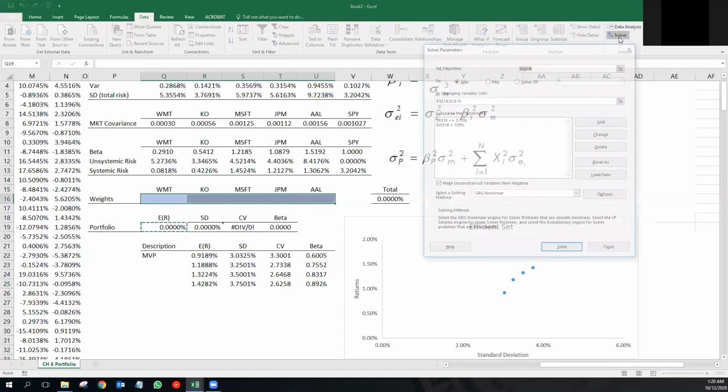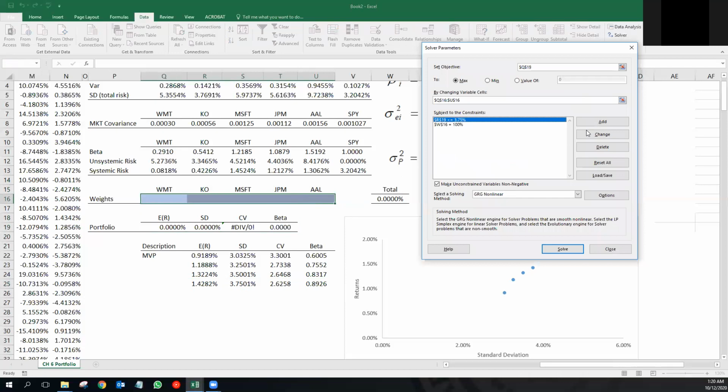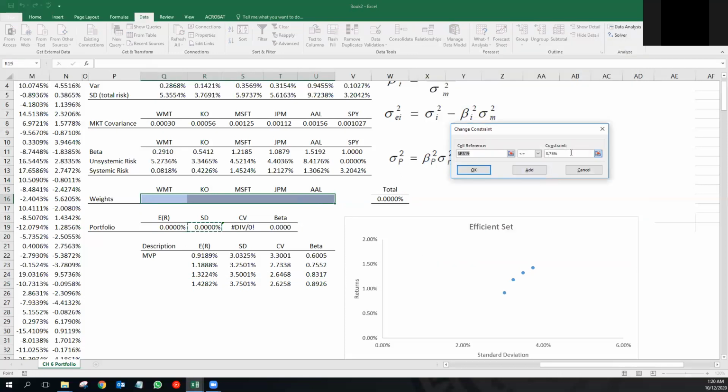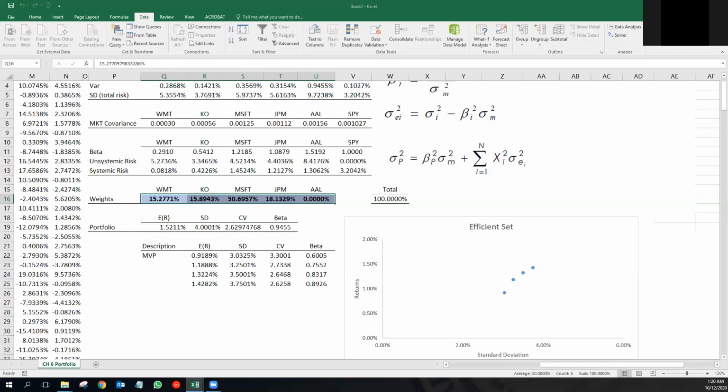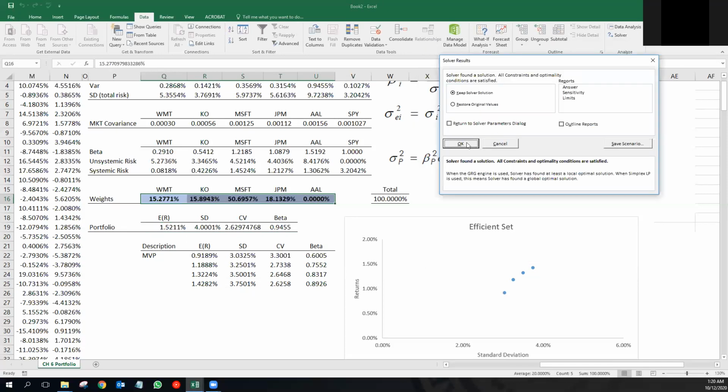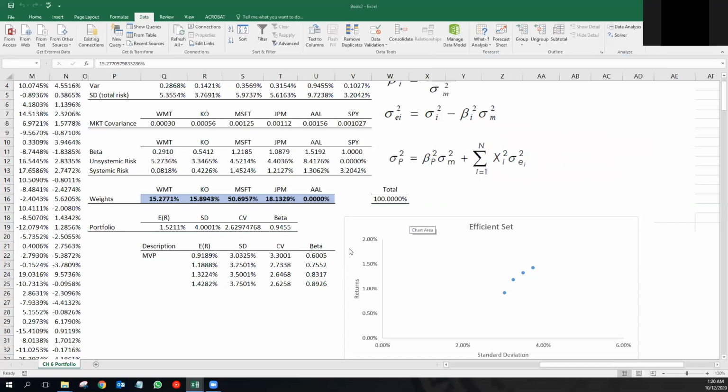Blank the blue cells. Back to solver. Change. I'm going to go to 4% now. This can be annoying sometimes. 4%. So my standard deviation now should be 4% or less. I know it makes a sound every time. Now we have our new numbers here.